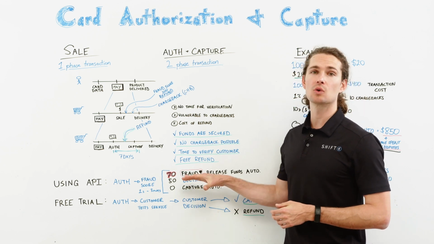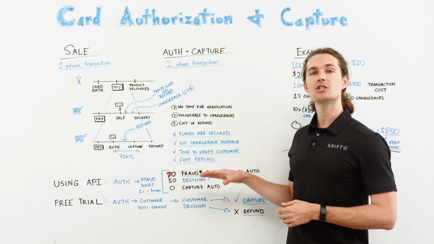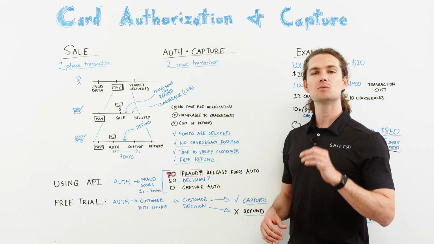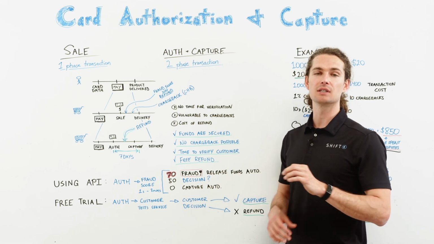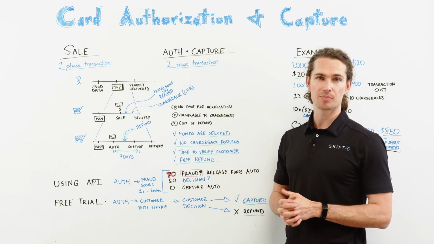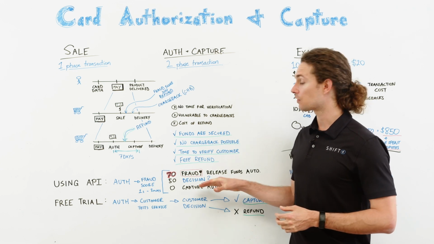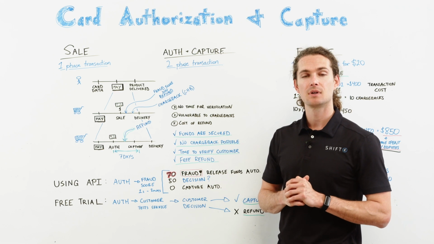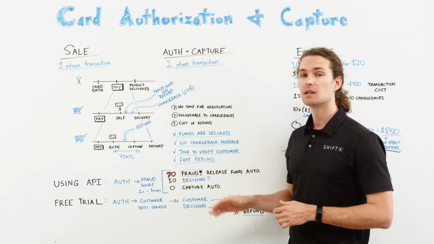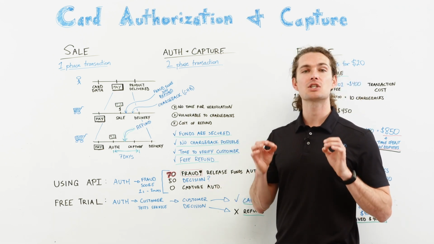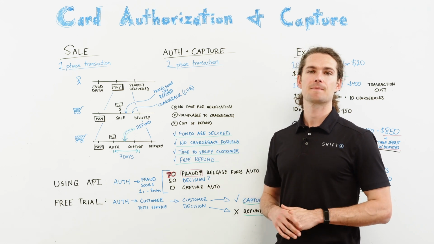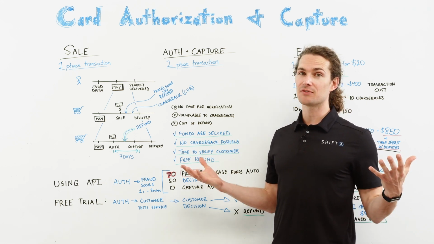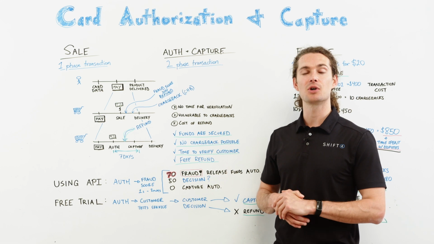When we have a fraud score of 70, the transaction is deemed fraudulent and the system will automatically issue a refund without processing the customer's payments. Fraud score of 50, the merchant makes the decision manually. Fraud score of 0, the funds for the transaction are captured automatically. What are the benefits of this two-phase transaction approach?